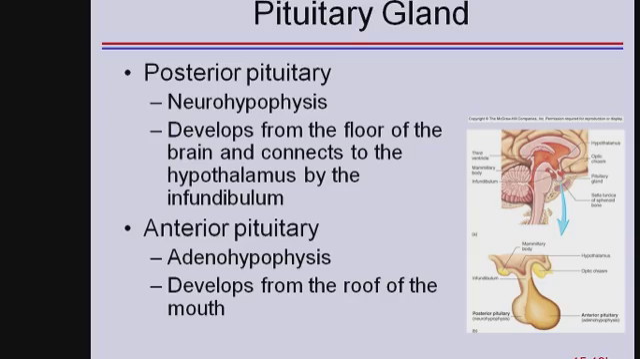The anterior pituitary is the adenohypophysis. It develops from the roof of the mouth. Think about that, the roof of the mouth, and it's in that area. The posterior pituitary develops from the floor of the brain and connects to the hypothalamus, whereas the anterior pituitary develops from the roof of the mouth.